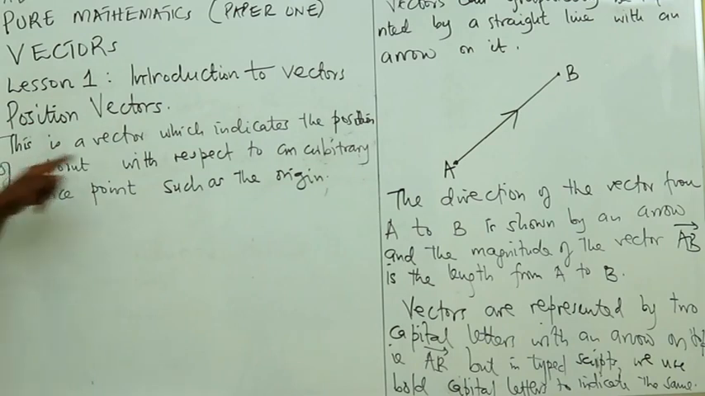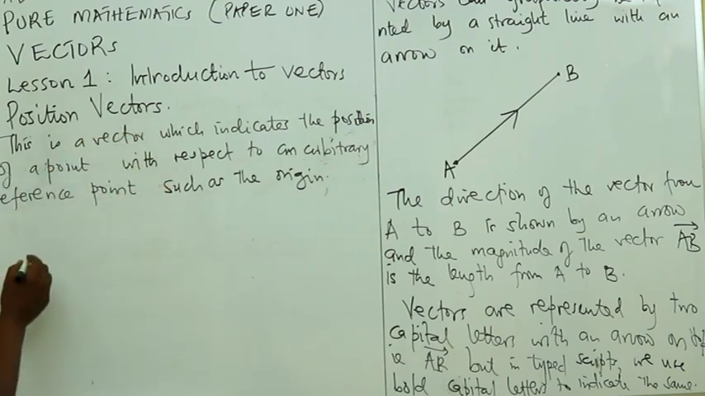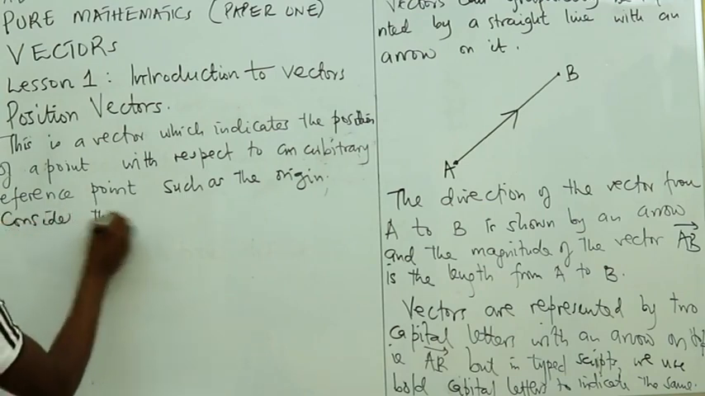I've said this is a vector which indicates the position of a point with respect to an arbitrary reference point such as the origin. Let's consider the diagram below.